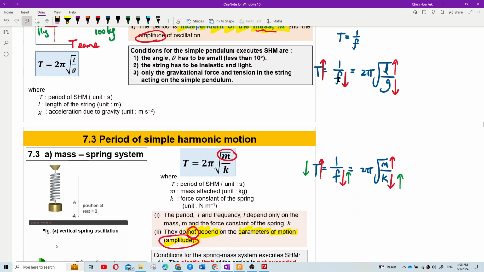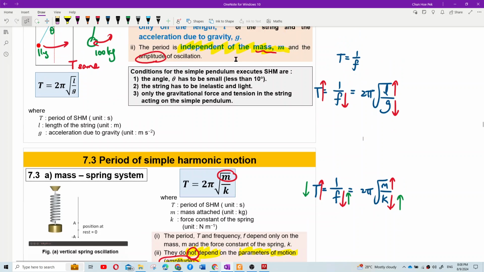That means if you look at the formula here, for the period you cannot see amplitude. There is no formula like period equal to 2 pi A, where suddenly there is amplitude. There is no amplitude. So it does not depend on amplitude. What I mean is, how do I say it is independent of amplitude?